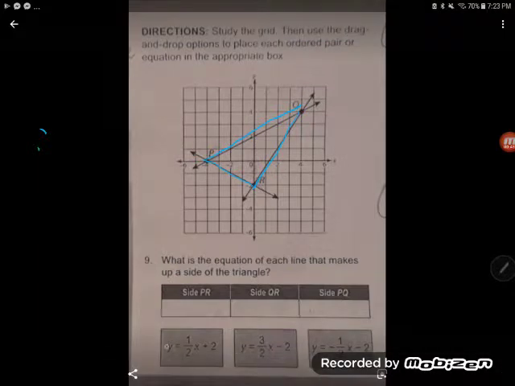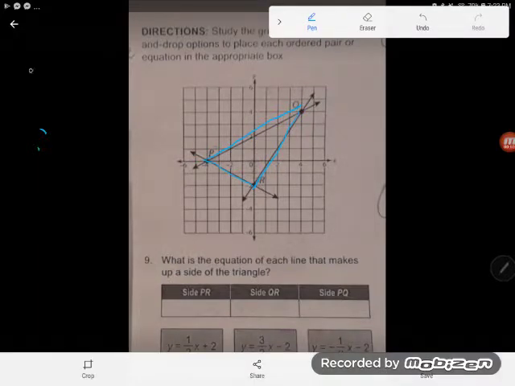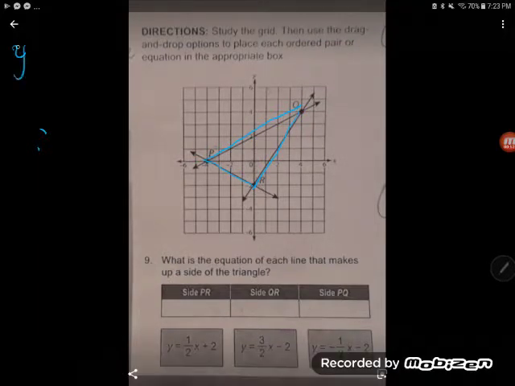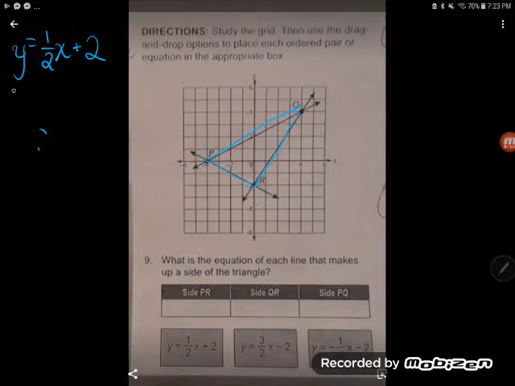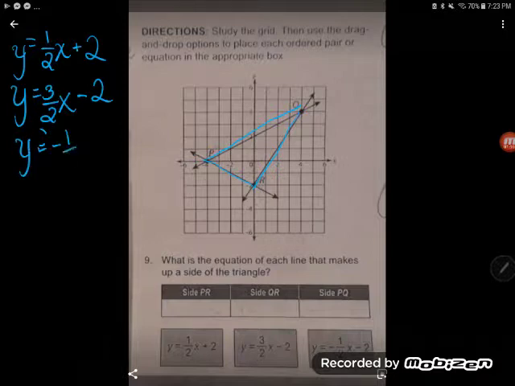Now, they give me a few equations here, and I don't know why it keeps getting covered up. So I'm just going to write them out. I have y equals 1/2 x plus 2. I have y equals 3/2 x plus 2. Oh, no, minus 2. And y equals negative 1/2 x minus 2.